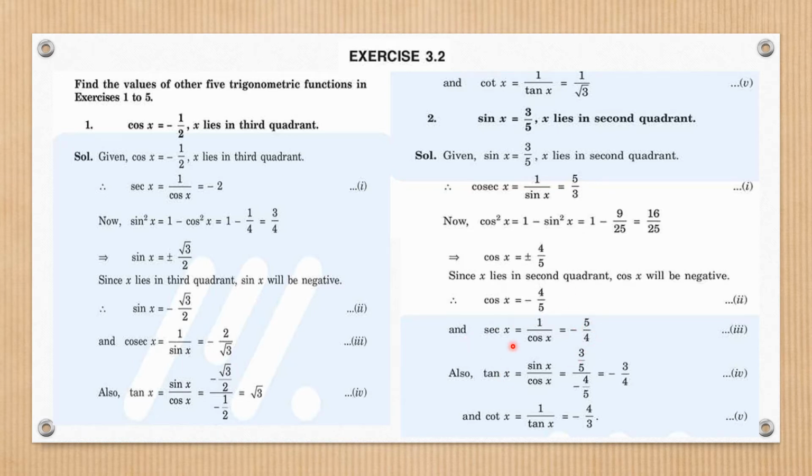And tan is the ratio of sine to cos, that is 3 by 5 over minus 4 by 5, that is minus 3 by 4. Okay, and in second quadrant, tan is also negative, that's why we are getting the negative value. And cot is minus 4 by 3.